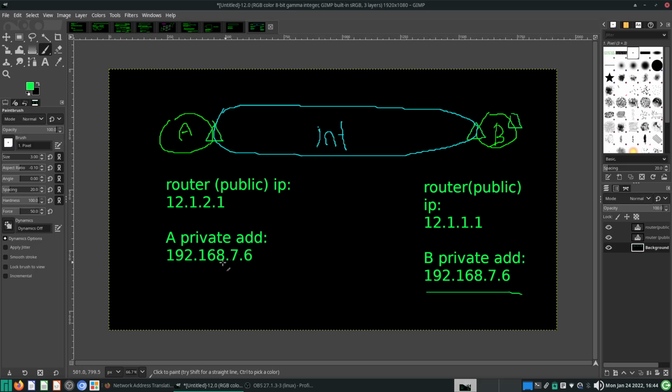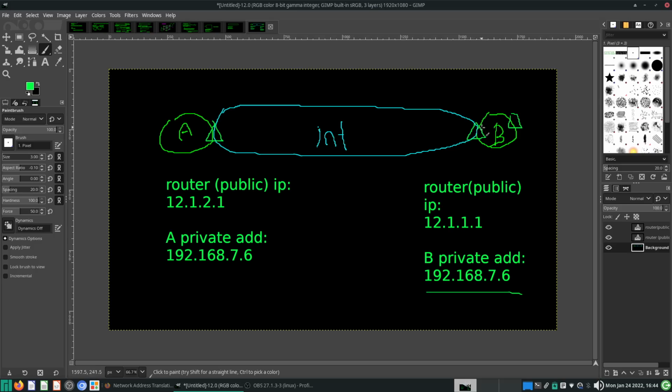So initially, your computer in network A sends the message, crafting the IP datagram such that the source IP address will be 192.168.76, and the destination IP address will be this router here. Now when your IP datagram reaches this router, the source address will be changed from this IP address to the router's IP address, and then it will send a message through the internet.